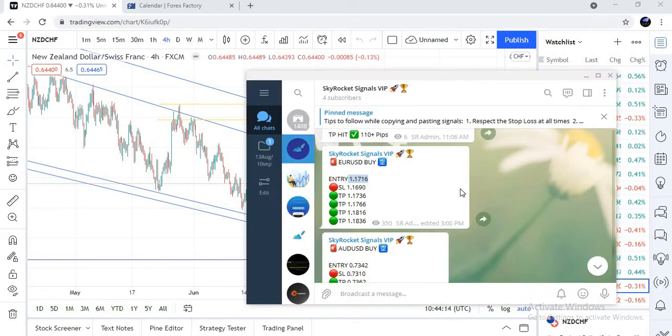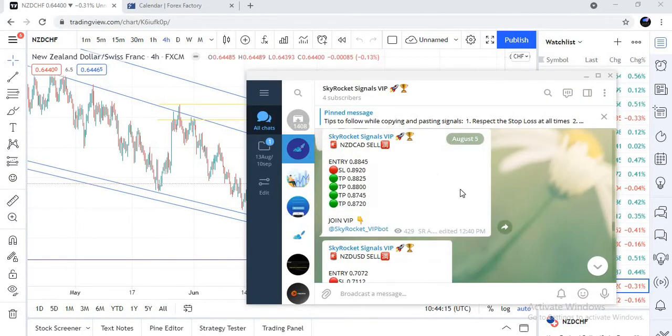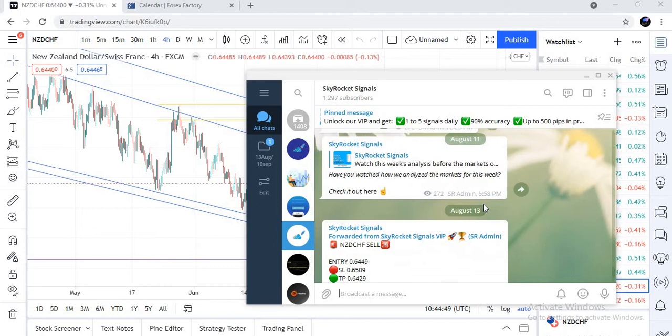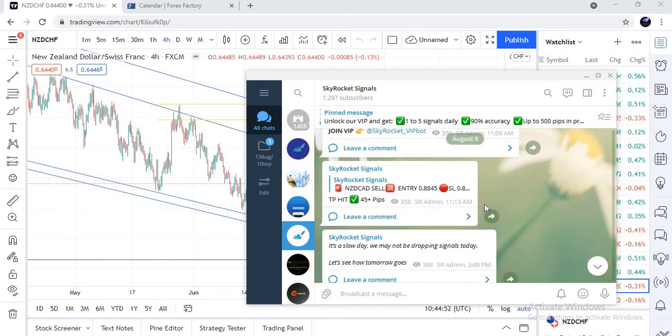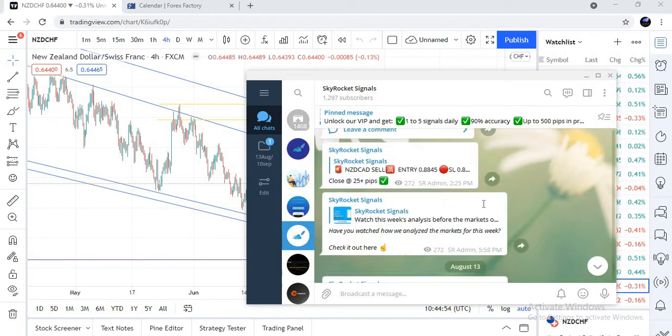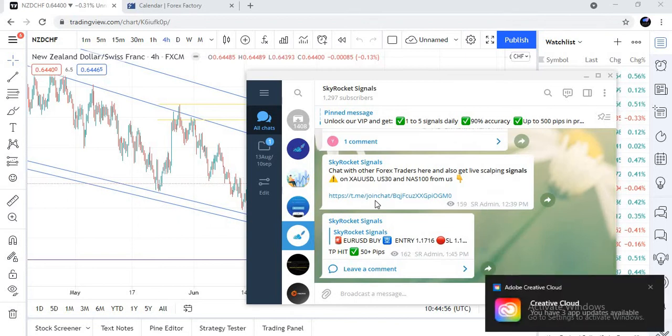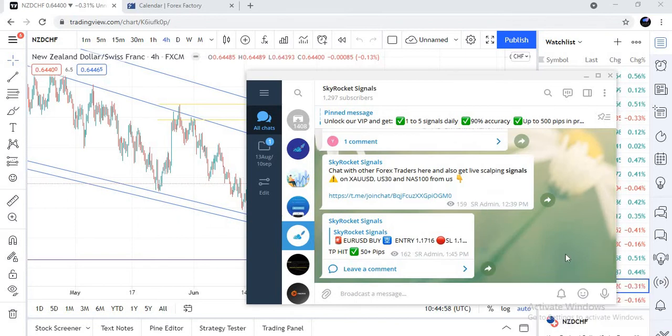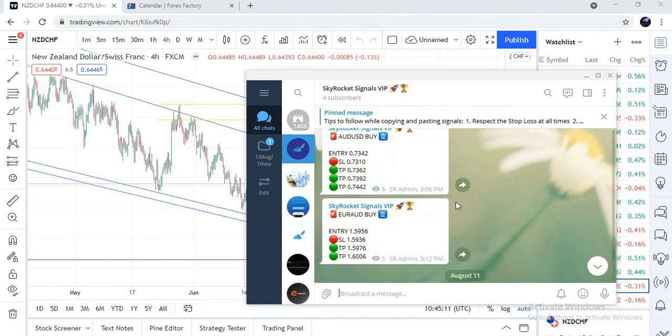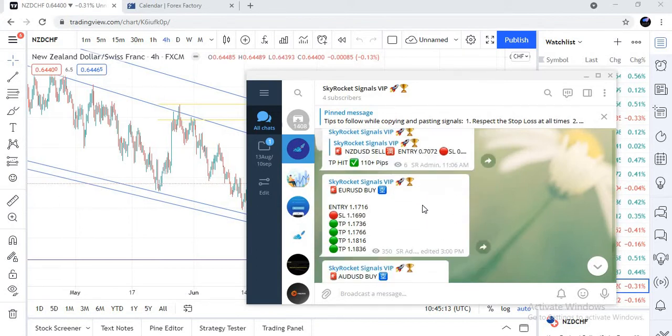So what you can see right here is the VIP channel where most of our signals are dropped, or where all of our signals are dropped. And this right here is the free group where just a few of our signals are dropped. We send one of our signals from the VIP to this free signal group. So the first pair we will be starting with is the EURNZD.